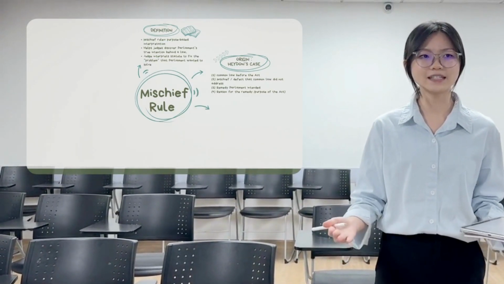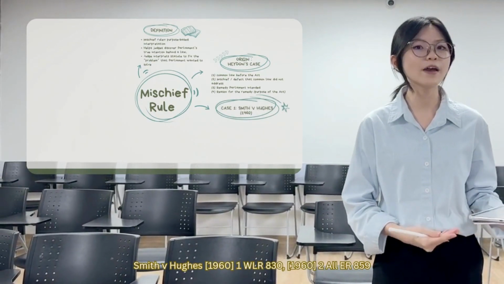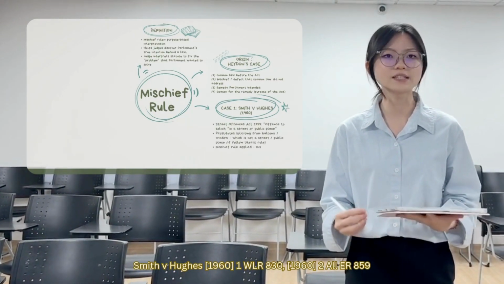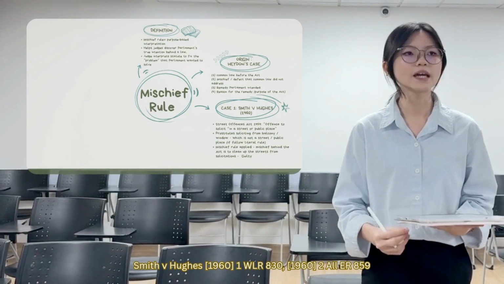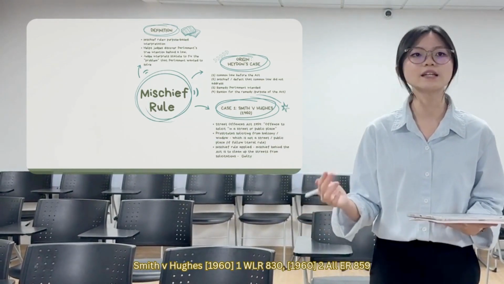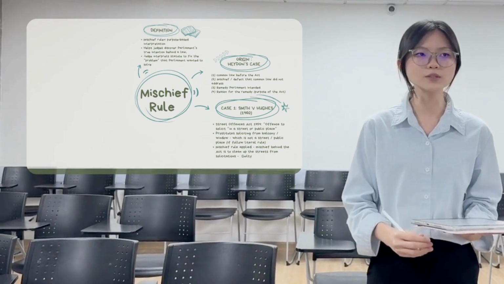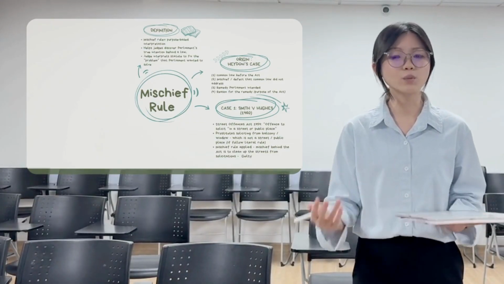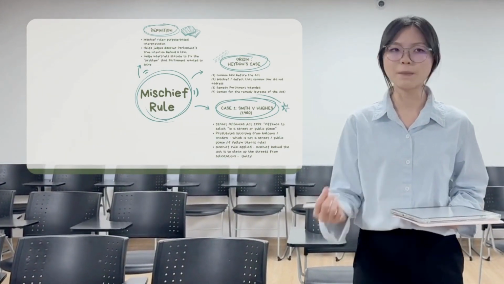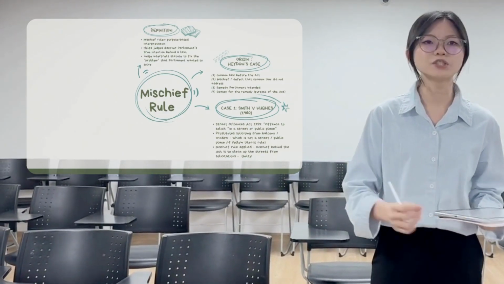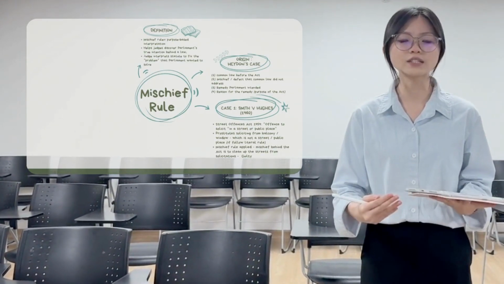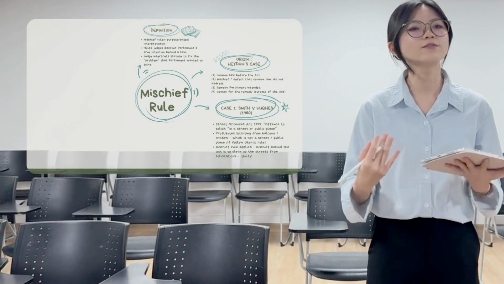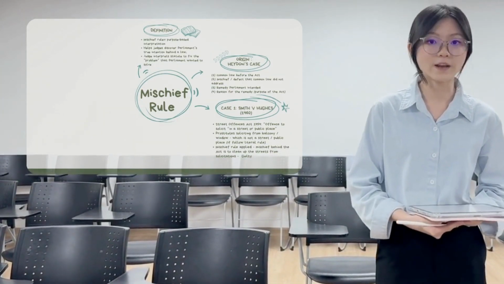One of the key cases that applies the mischief rule is Smith v Hughes. The defendants were charged under Section 1 of the Street Offences Act 1959, which says, "It shall be an offence for soliciting in a street or public place for the purposes of prostitution." However, they were soliciting from balconies and windows, which is not in a street or public place. The court applied the mischief rule, holding that the purpose of the Act was to clean up the streets from solicitation. So even if they were not physically on the street, they were still offending.